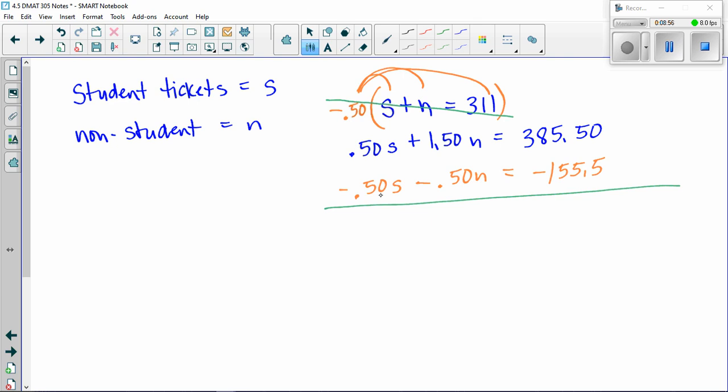So now I know 50 cents minus 50 cents cancels out. $1.50 minus 50 cents is $1n. And then 385.50 minus 155.50 gives me 230. So 1n equals 230. Well, if 1n equals 230, then n is 230. So that means there are 230 non-student tickets.